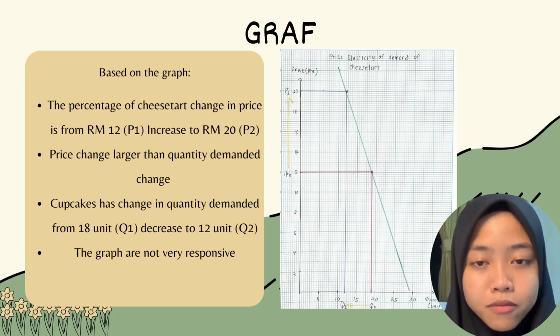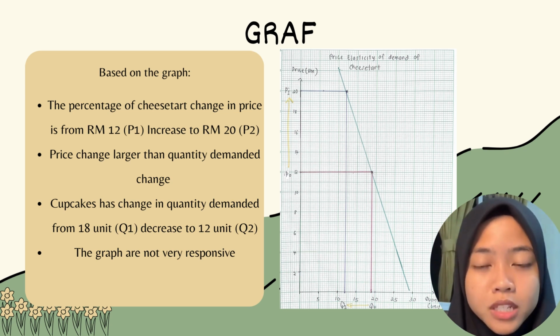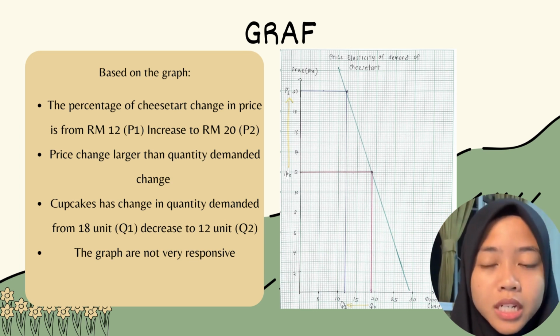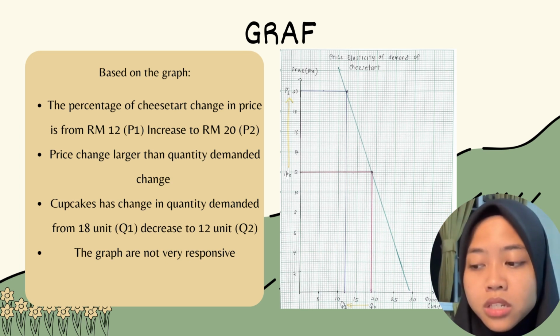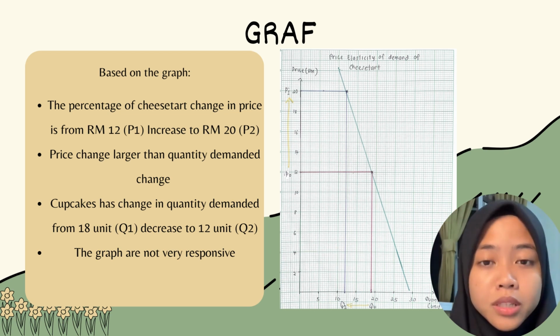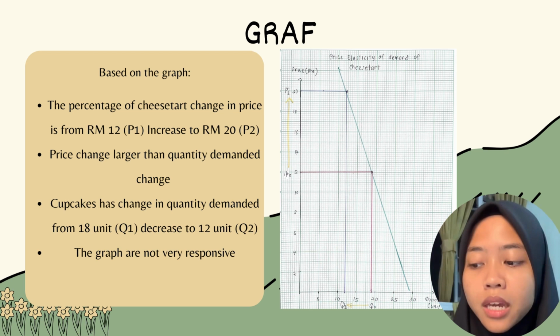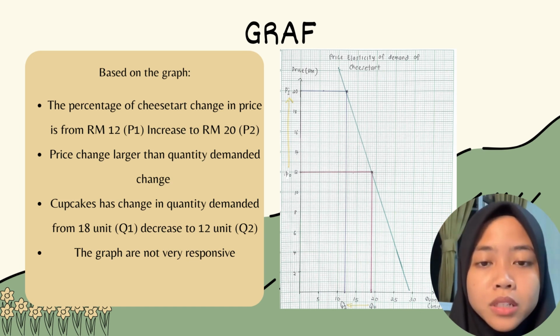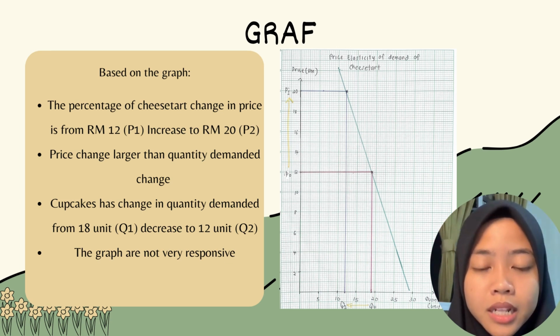Okay, so we move to the graph of cheese tart. The percentage of cheese tart change in price is 12 ringgit increased to 20 ringgit. The price change is larger than the quantity demand change, so it moved upward from P1 to P2. Cheese tart has changed in quantity demanded from 18 units decreased to 12 units, and the quantity demanded will decrease. So the graph shifts to the left from Q1 to Q2. The graph also is not very responsive because the elasticity is inelastic.